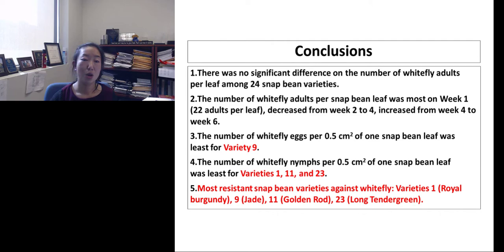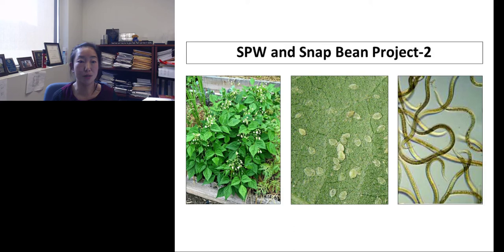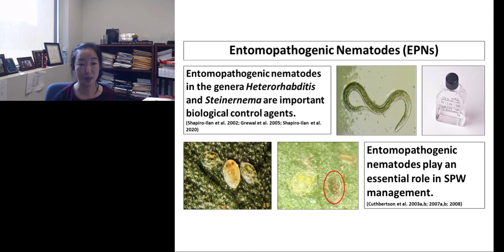So that's for the field trial, and we also conducted a laboratory experiment for the snap bean and whitefly project. We are interested in evaluating the effect of 9 strains of entomopathogenic nematodes in suppressing the whitefly nymphs on the underside of the snap bean leaves. The entomopathogenic nematodes in the genera Heterorhabditis and Steinernema are important biological control agents, and they play an important role in sweet potato whitefly management.